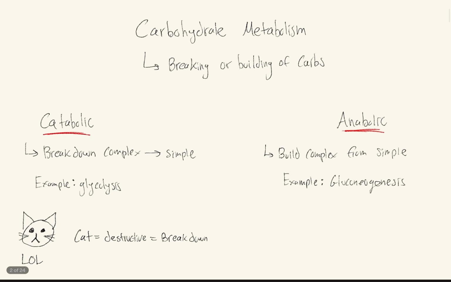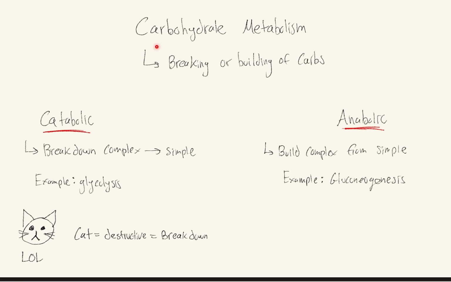First and foremost, carbohydrate metabolism is the breaking or building of carbohydrates. This can really be categorized into two different topics: the catabolic and the anabolic. To make this simple, think of catabolic processes as a breakdown. We are breaking down a complex molecule into simple molecules, and a prime example is glycolysis. We are taking a molecule of glucose and breaking it down into pyruvate, going from a 6-carbon molecule to two 3-carbon molecules.